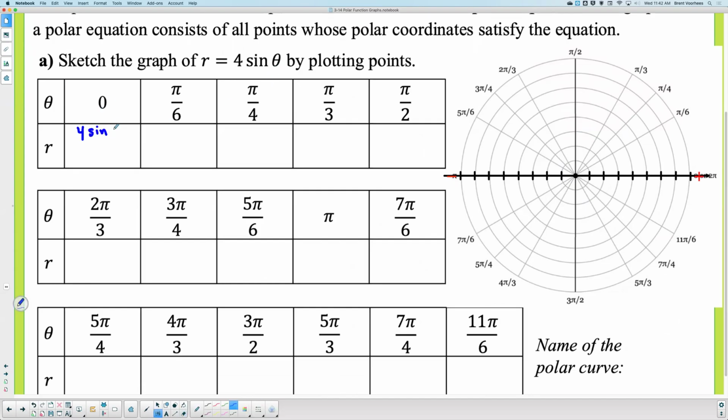Not sine theta, sine of 0. If you remember, sine on a unit circle, the sine starts at its maximum, its minimum, or its midline. It starts at the midline. The midline value for sine and cosine is the square root of 0 divided by 2. That's the midline.